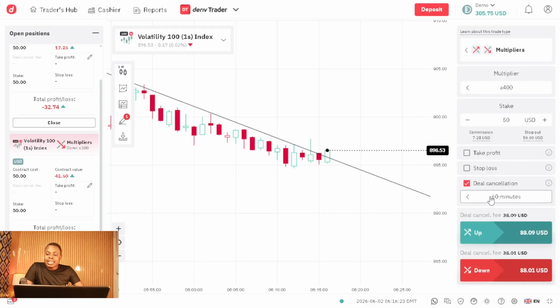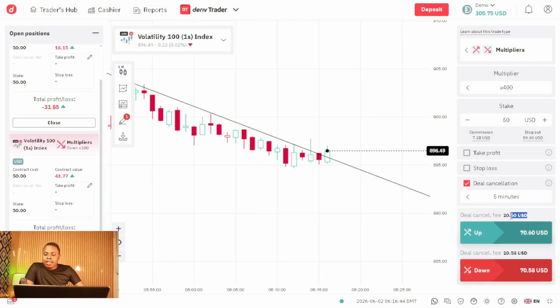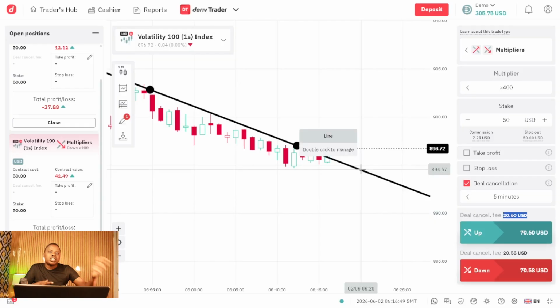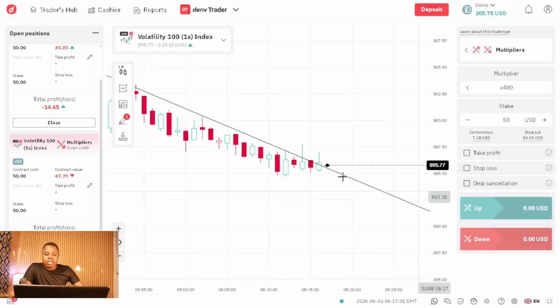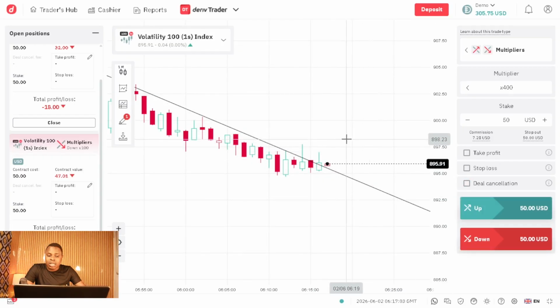Deal cancellation is if for the next 60 minutes the trade is not doing what you want, you might want to exit. So you might want to select deal cancellation, and if I select like 5 minutes, that means if things are going wrong and I want to exit, no matter if I'm losing like $40 or $50 or whatever, after 5 minutes, if things are not going well, I can just pay $20 and cancel this deal right here. So that's how you trade multipliers.